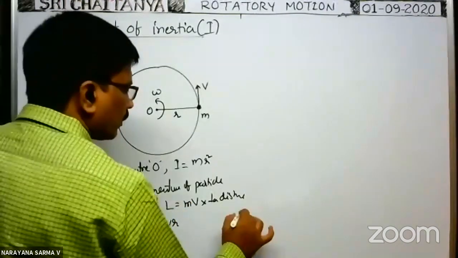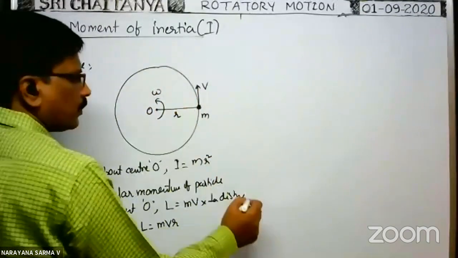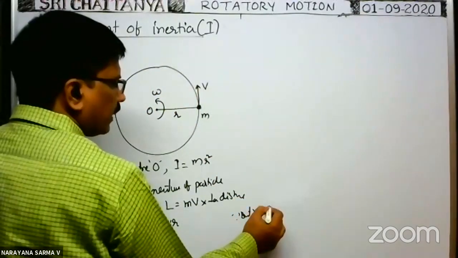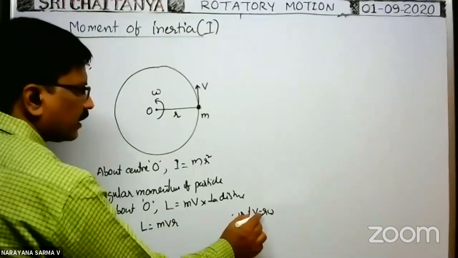But whenever the particle travels along a circular path, the speed of the particle v is equal to r omega, no? Then here, instead of v, we can write r omega.